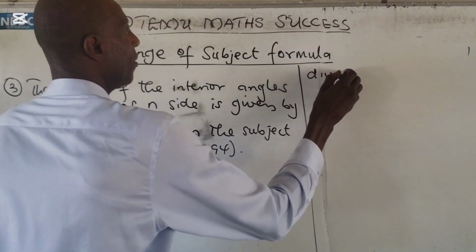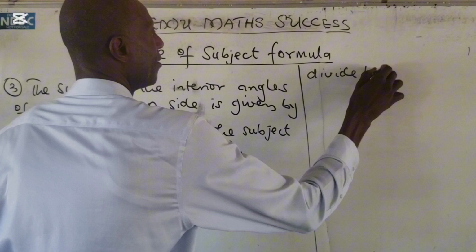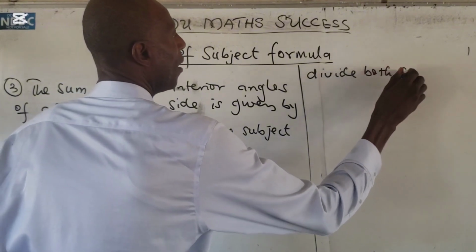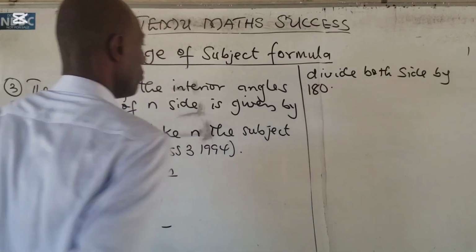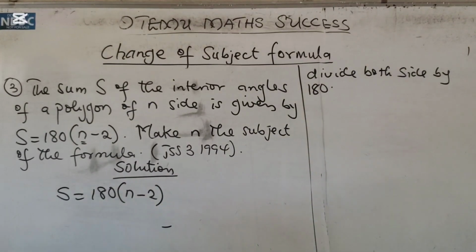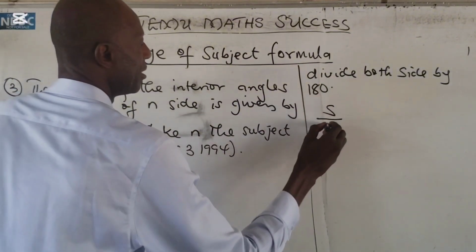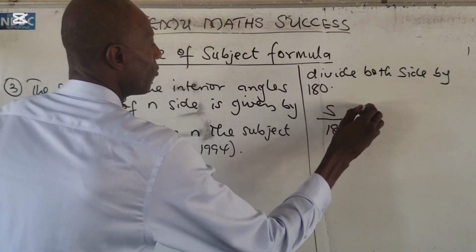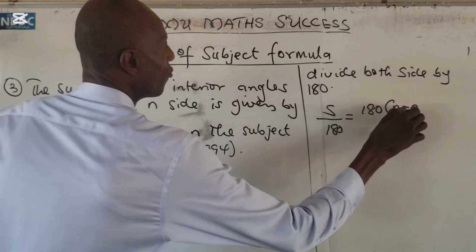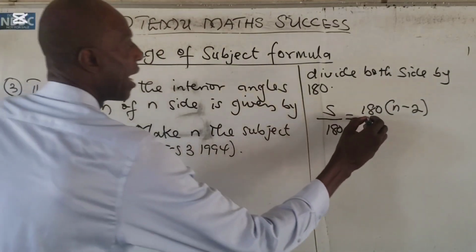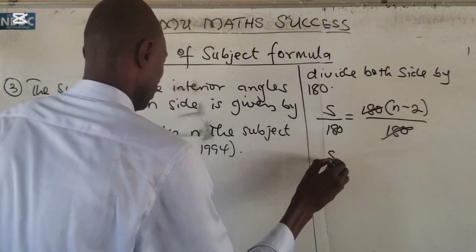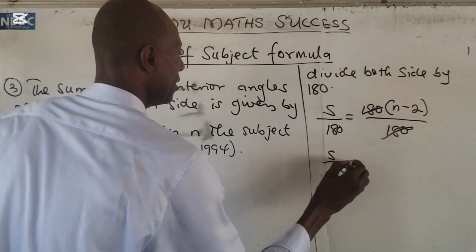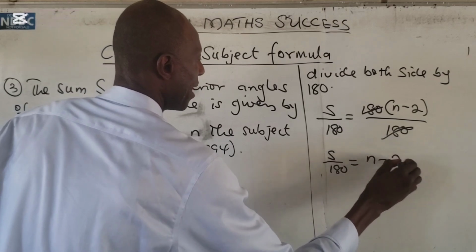I will divide both sides by 180, which is outside the bracket. So here is S. This is S divided by 180 is equal to 180 into n minus 2 divided by 180. So this will cancel this. So S over 180 is equal to n minus 2.